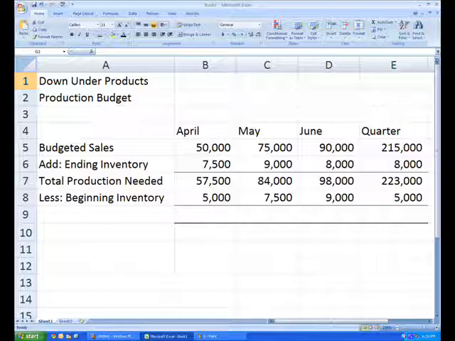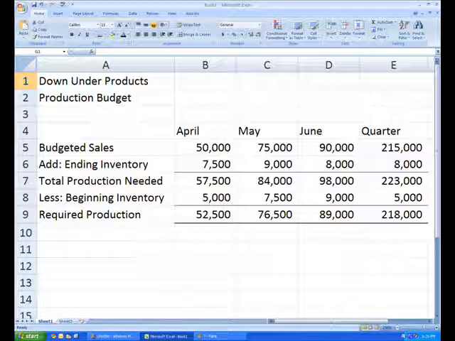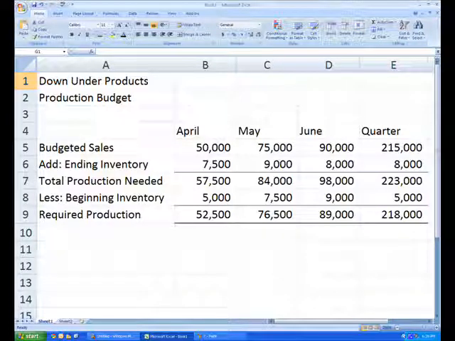So notice, in April we had ending inventory of 7,500. That's going to be May's beginning inventory. Same thing for June. That's where we get the 9,000 from. Look at it, see where we get that 9,000 in May's column. Then, for the quarter, beginning inventory is going to be the beginning inventory in the first month of the quarter. Therefore, it's going to be 5,000, and we got that number from April. Now, final line, required production. Take your total production needed and subtract out your beginning inventory, and that's going to give you the required production for each month. Sum up those required production amounts, and that's going to give you your total required production for the quarter. And that's how you solve this problem.